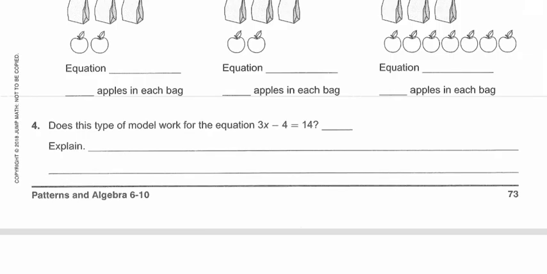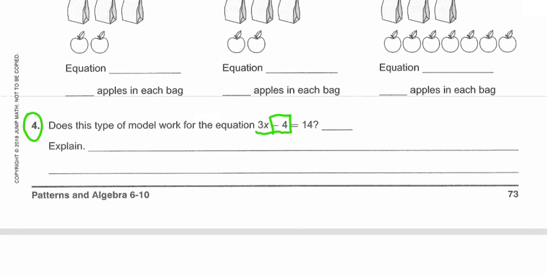For question 4, it says, does this type of model work for 3x minus 4 equals 14? Well, it's kind of hard to draw negative 4 apples, so that might be a little bit difficult. And also, if you work this one out, yeah, it's just hard to draw negative apples. So there must be a better way to do this.